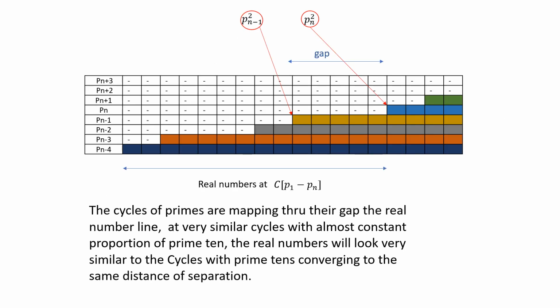The cycle of primes are mapping through their gap the real number line. With very similar cycles with almost constant proportion of prime tens, the real numbers will look very similar to the cycles, with prime tens converging to the same distance of separation. We can see here how every cycle has a gap. We told this already. And how at the same time the cycles will be mapping the real number line. But if all the cycles look similar, the real numbers will look similar to the cycles.